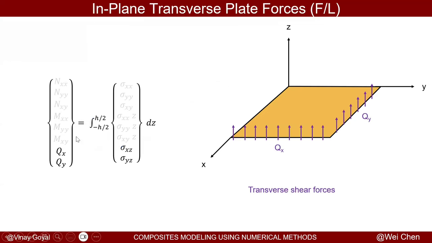Now let's examine these last two here, Qx and Qy, which are integrals from minus h/2 to h/2 of sigma xz and sigma yz, dz. Qx is a load acting transverse to the plate in the z direction, and it's also per unit width. This quantity Qx is a resultant force from integrating the transverse shear stress sigma xz through the thickness. Qy is a transverse shear load, also per unit width, and is acting in the z direction on the y face.